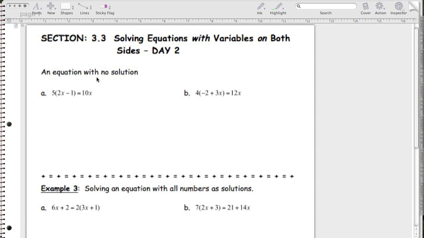Alright, lesson 3.3, solving equations with variables on both sides. So we've seen how to do that when we have variables on both sides. We're going to look at two final cases.